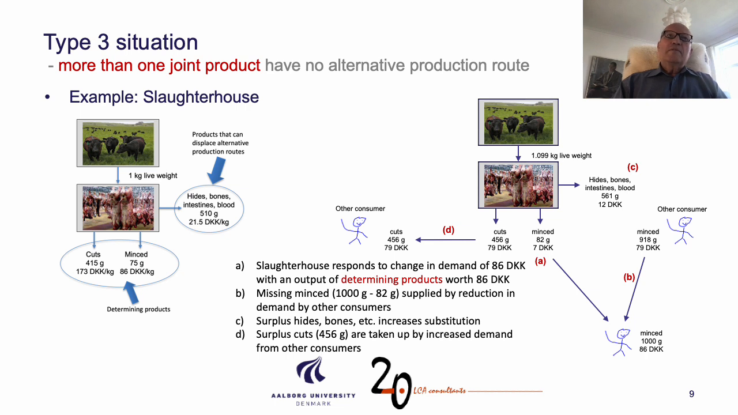Now, with these three procedures, these three situations of dealing with co-products, we have identified the determining product in all these situations, and this is an exhaustive treatment. There are no other possible ways than these three types of situations. So you should be able to identify the determining product in any situation you may encounter in real life.